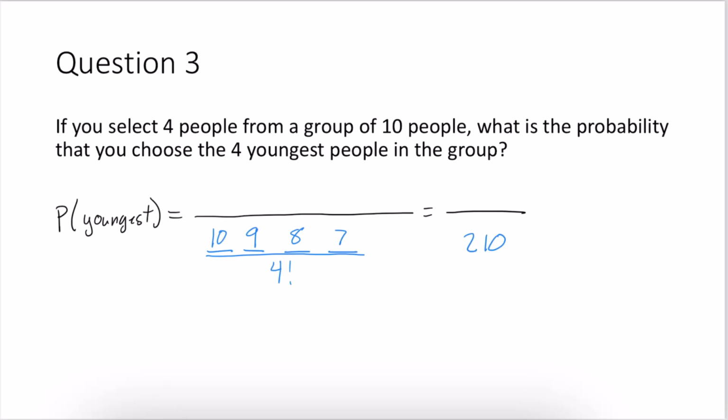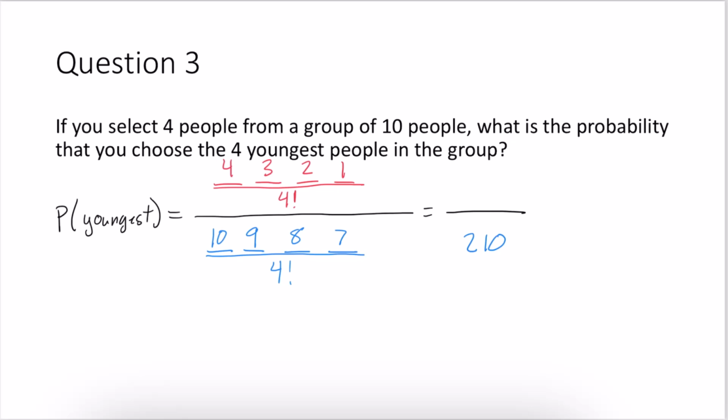Then what we want to look at is how many ways could you choose the 4 youngest people in the group. So in this group of 10 people, they all have different ages, and there's 4 people who are the 4 youngest people in the group. And if I want to choose those 4 people, that means that my first choice could be any one of these 4 people, because ultimately I want to choose the 4 youngest, but it doesn't matter which one I choose first. So I could have 4 options for my first choice, then 3 options for the next one, 2 and then 1. And the order that I choose them in doesn't matter, so I divide by 4 factorial.